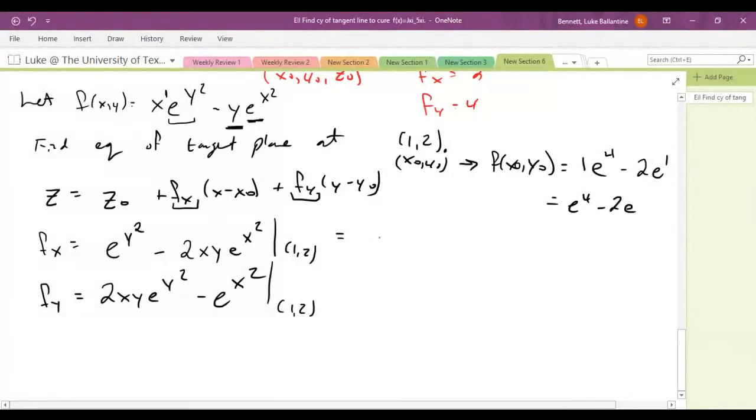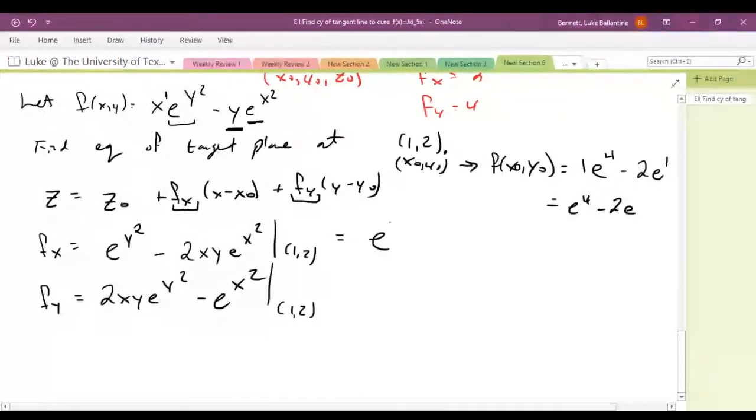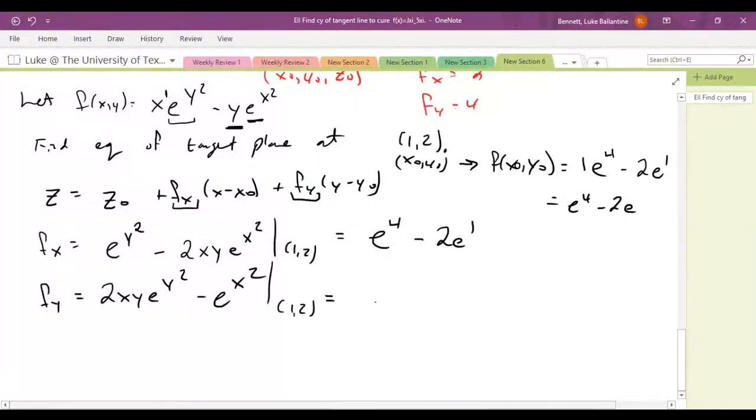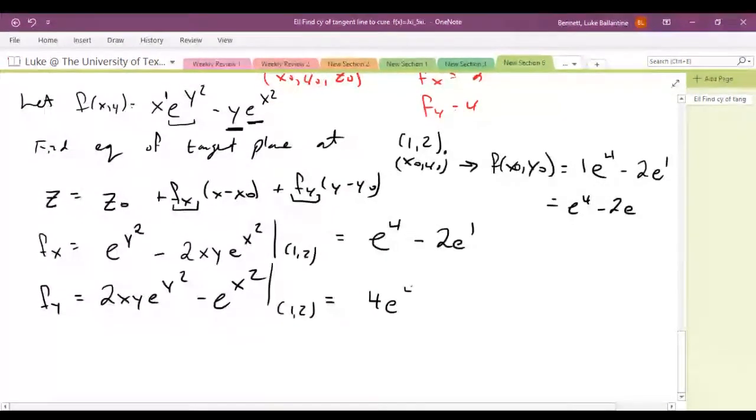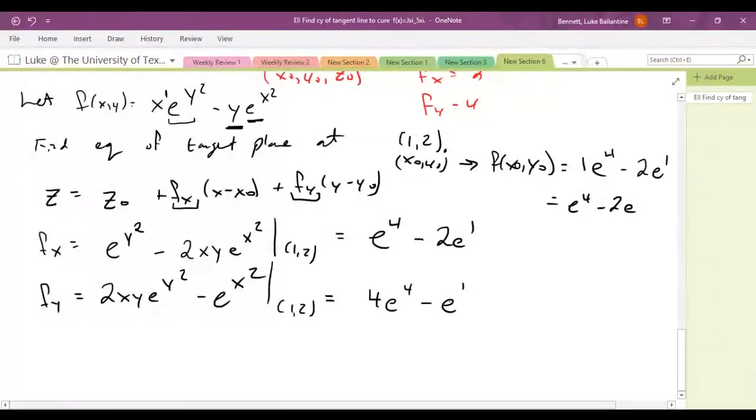Okay, so now we have e to the fourth minus 2e to the first. Then we have 4e to the fourth minus e to the first. This should be a 4. It's a 4 because we have 2 times 1 times 2, e to the y squared. Okay.